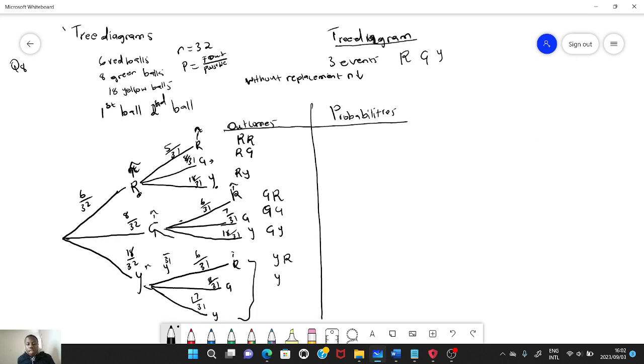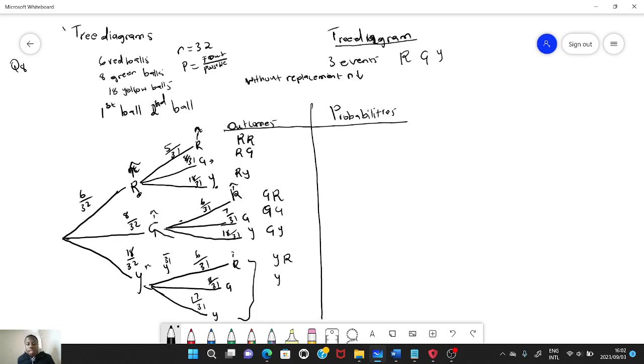So now what do we do? Now we are left with Y. So what do we do with my Y? I multiply with the following. Now I have 18 over 32 multiplied by 6 over 31. Now I have 18 over 32 multiplied by 8 over 31, right? And then I still have 18 over 32 multiplied by 18 over 31, right?